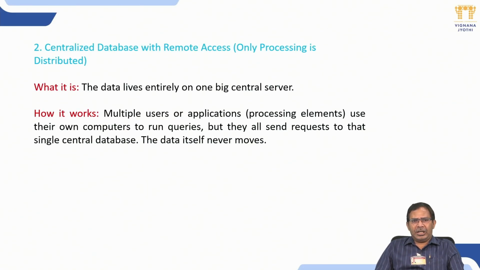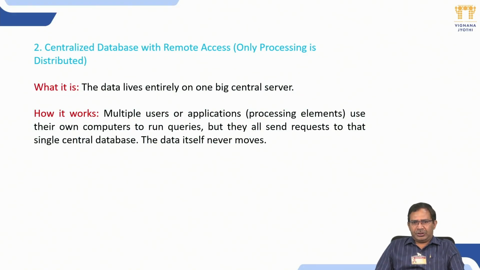Second aspect here is centralized database with remote access, where the processing is distributed but data is available at one place. What it is that the data lives entirely on one big central server. This central server stores the data at one place, and if this particular server goes down, the entire system is halted. Here, the processing is only distributed.